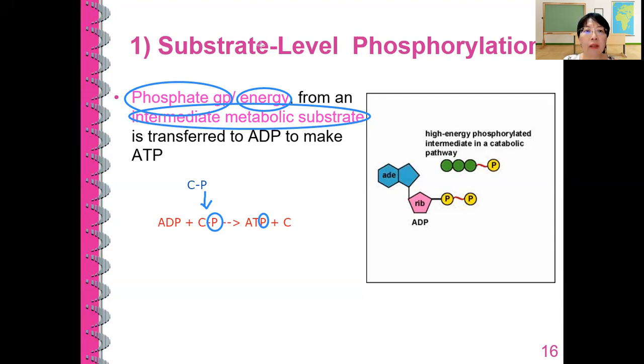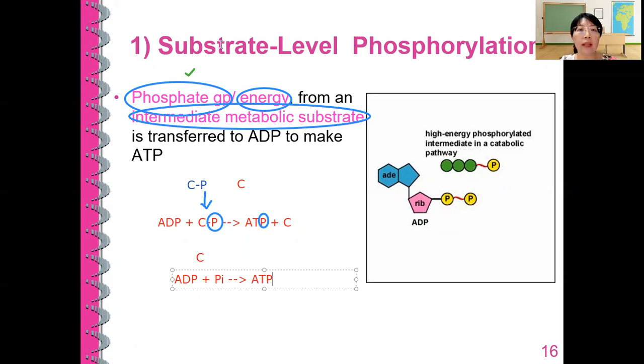So I have explained the phosphate coming from the intermediate metabolic substrate. Sometimes the intermediate metabolic substrate, like C, does not carry any phosphate, but it carries energy. So in that case, C will donate the energy so that ADP can take up the energy, and then the energy is used to add inorganic phosphate from the cell to form ATP.